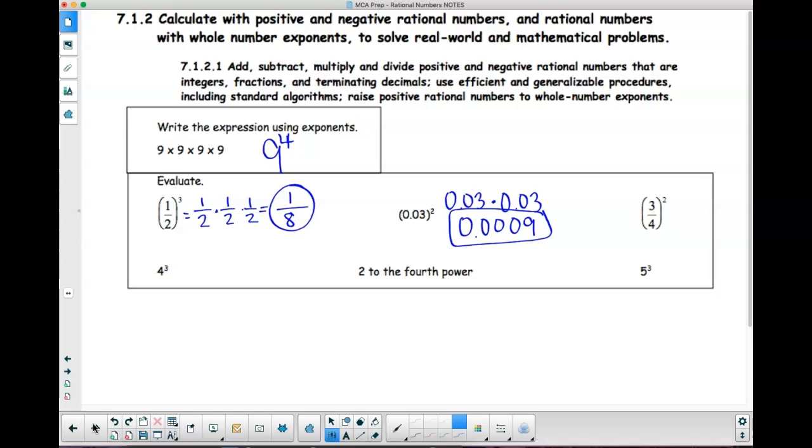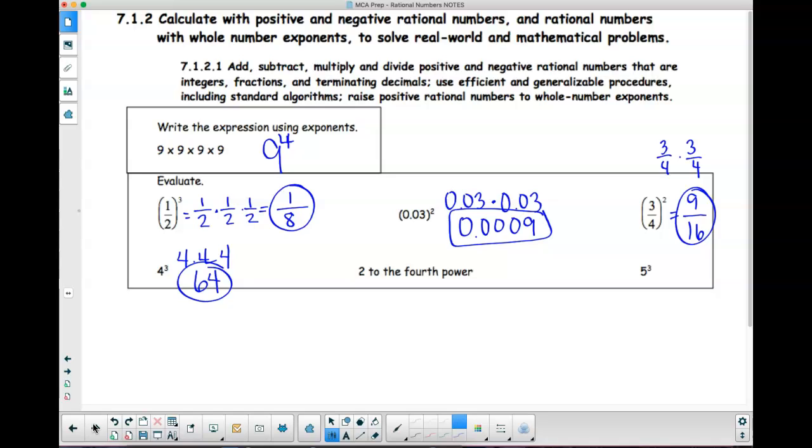Okay, what would 3/4 to the 2nd power be? That means we have to do 3/4 times 3/4. Multiply the top numbers, multiply the bottom numbers. What do you get? Savannah. 9/16. 9/16. Okay, 4 to the 3rd power. 4 times 4 times 4. Go ahead, Brendan. 64.